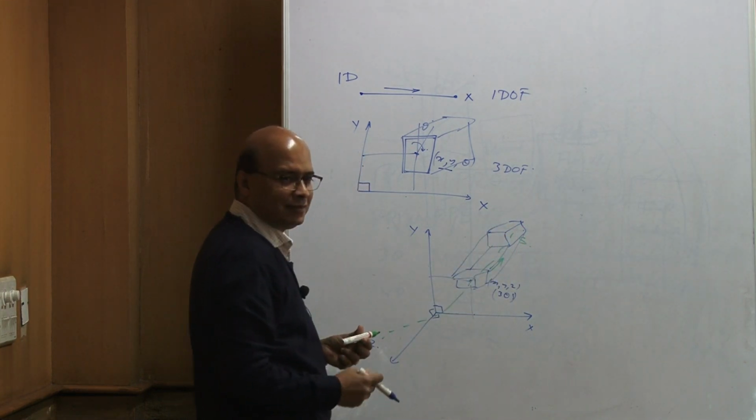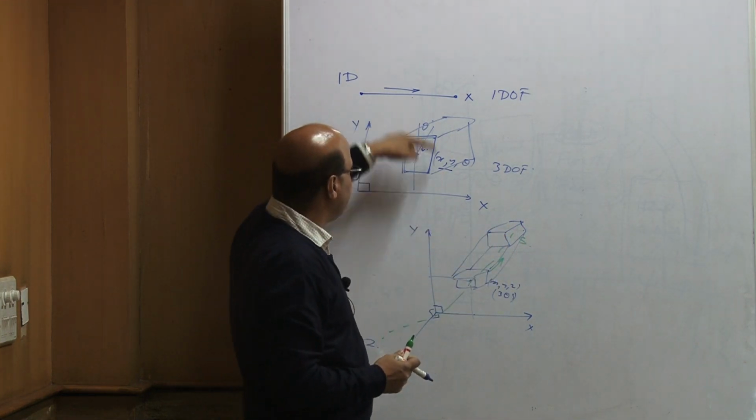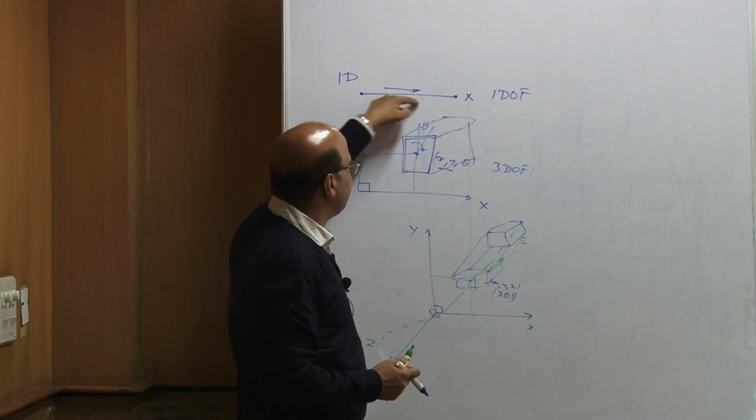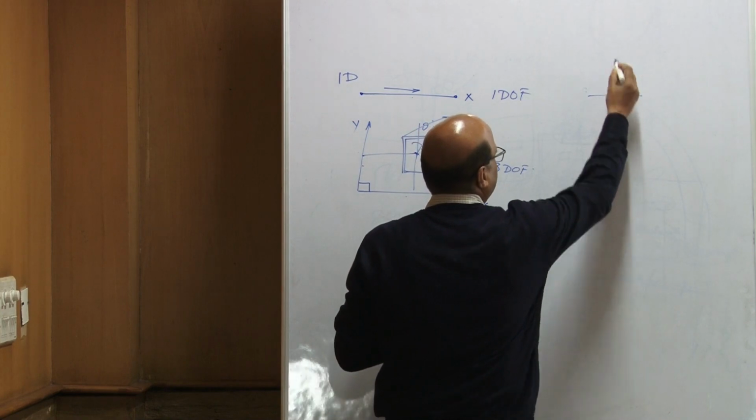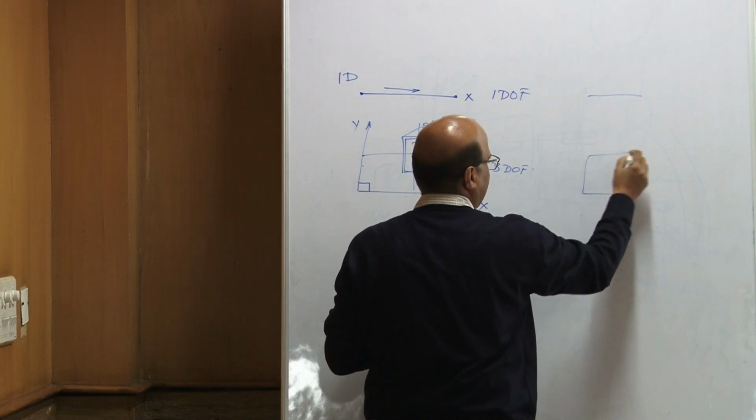Can you imagine? How did we come from here to here to here? I have 1, which means 1 line. I projected it that side, it becomes a square. So this is like this. Becomes a square. This is 2D.